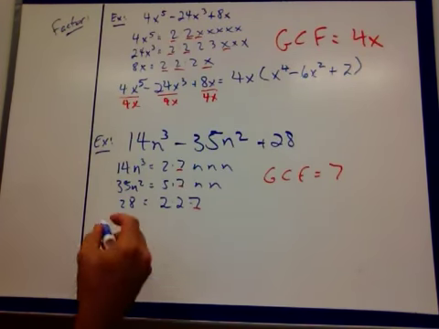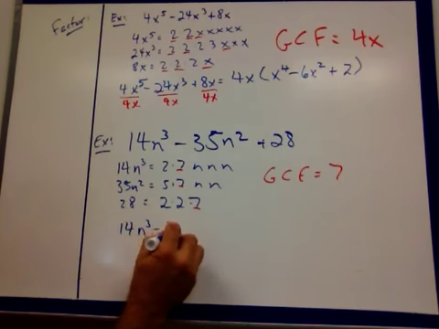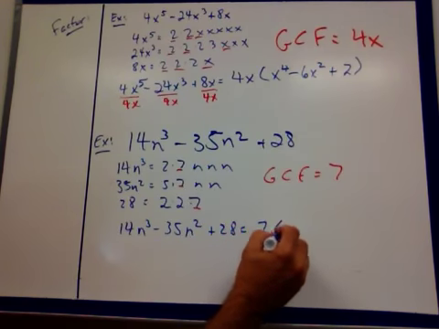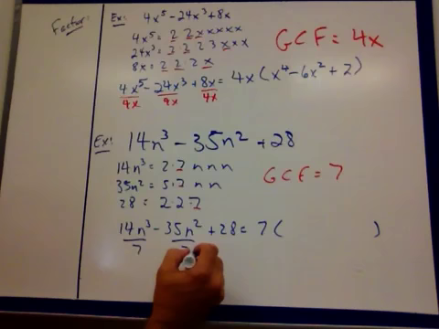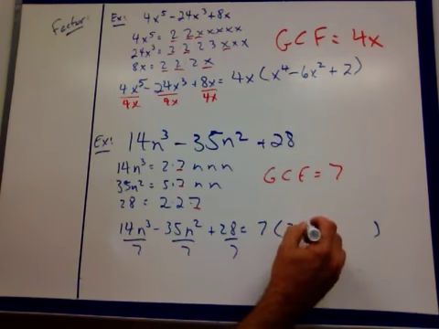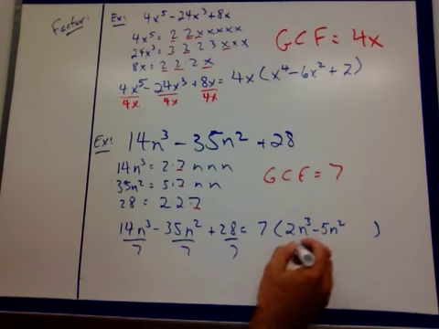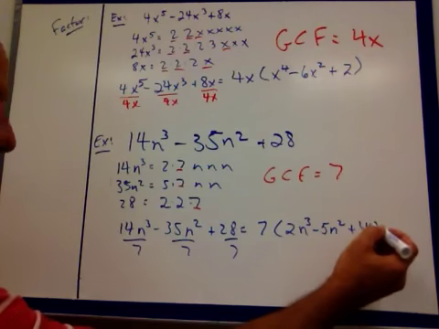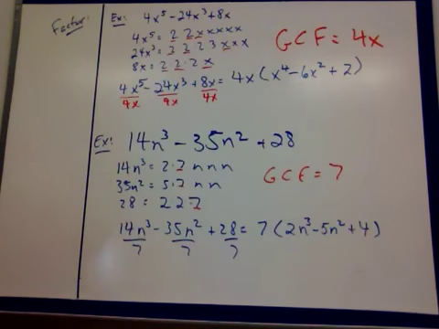So to factor this out, 14n to the 3rd minus 35n squared plus 28. There's my greatest common factor. What's going to go in the parentheses? Well, let's divide them each by 7. Okay, 7 goes into 14 twice. That's 2n to the 3rd. Goes in there 5 times, 5n squared. Goes in there 4 times. And there it is. Okay? If you distributed this back out, you'll get back what you started with.